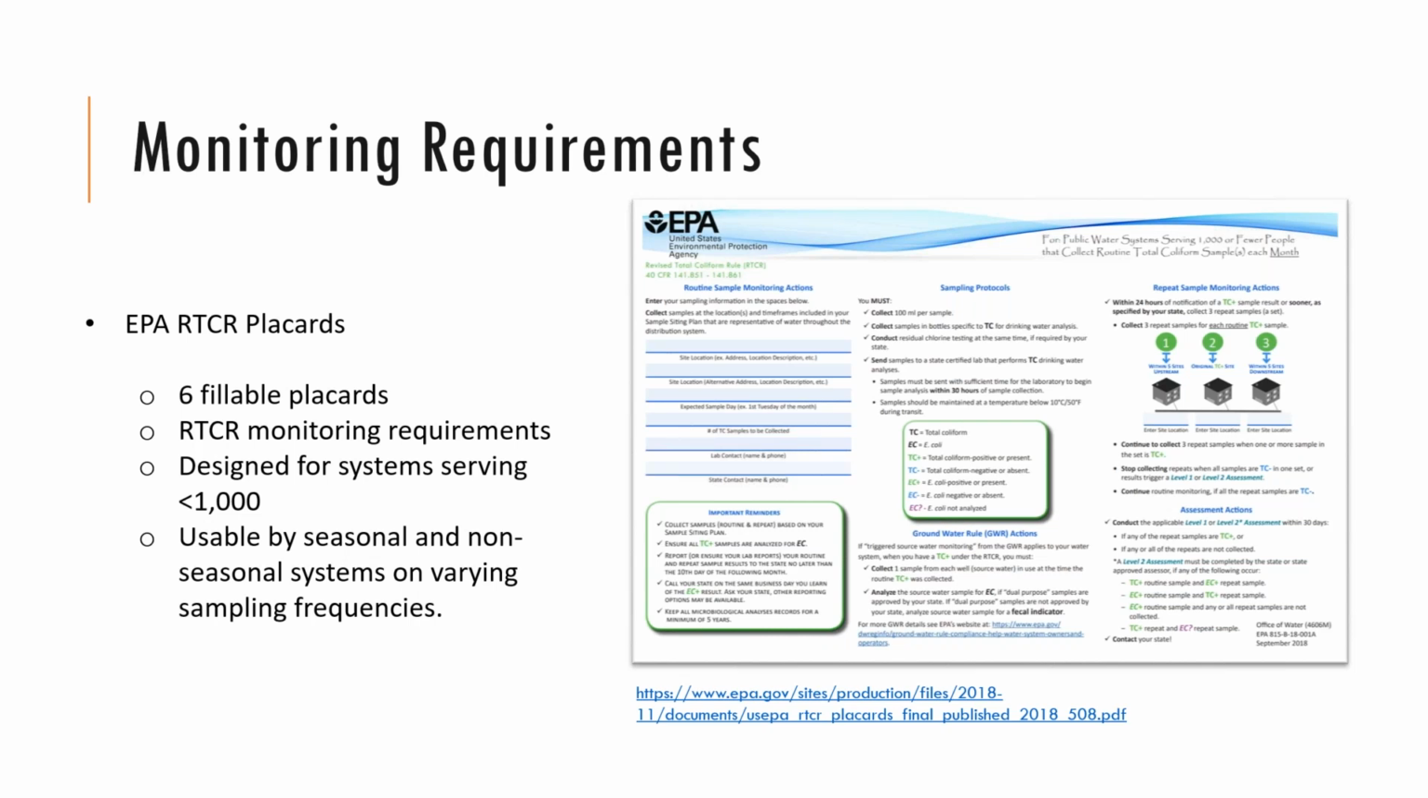3 placards are applicable to non-seasonal systems collecting routine samples monthly, quarterly, or annually. 2 of the placards are for seasonal water systems collecting routine samples monthly or quarterly. And the final one is used for when a level 1 or 2 assessment is triggered.